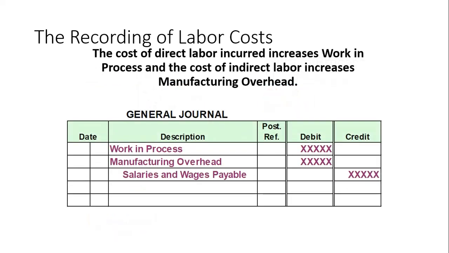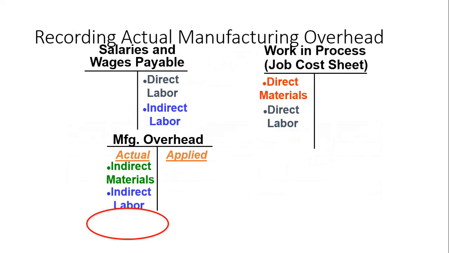And how to record this transaction? We record debit work in process, but the figure on the debit side refers to the direct labor cost. And the figure on the debit side of the manufacturing overhead refers to the indirect labor cost. Okay, and then we credit salaries and wages payable. Okay, that settles the second item, direct labor cost.